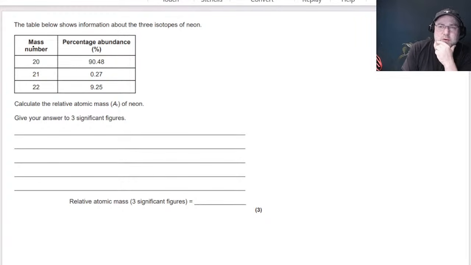So for those of you that don't, watch out. Make sure you do the mass number times the percentage abundance over 100%. So for example, here we would go 20 times 90.48. This is if you're asked to calculate the RAM, the relative atomic mass. And then you would add all of these up.